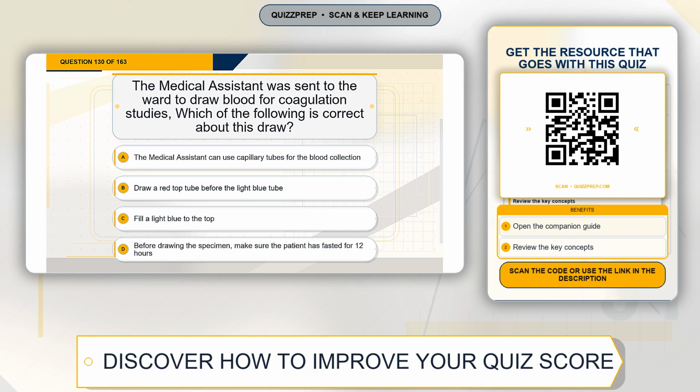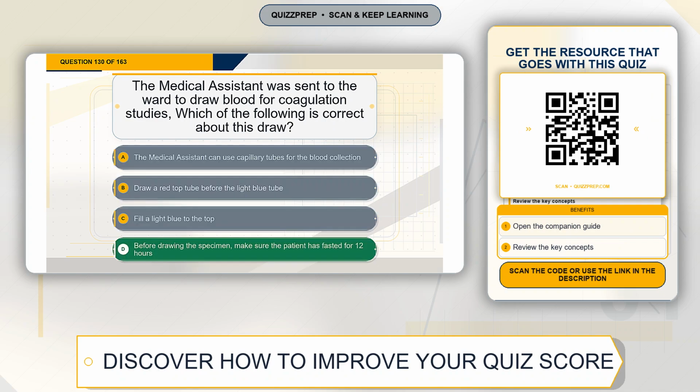Question 130. The medical assistant was sent to the ward to draw blood for coagulation studies. Which of the following is correct about this draw? Option A, the medical assistant can use capillary tubes for the blood collection. Option B, draw a red top tube before the light blue tube. Option C, fill a light blue to the top. Option D, before drawing the specimen, make sure the patient has fasted for 12 hours.